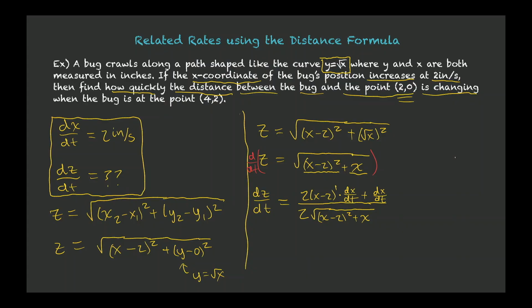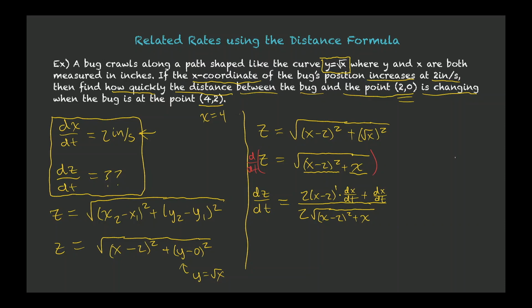All right, so after finding this derivative, all we have left is to plug in the given information and simplify it down. To figure out what dz/dt is, we need to know what x is. We're figuring out where the bug is at this time, and it is at (4, 2). Specifically, x is equal to 4. We already circled that dx/dt is equal to 2 inches per second. So now we just need to plug these numbers in.